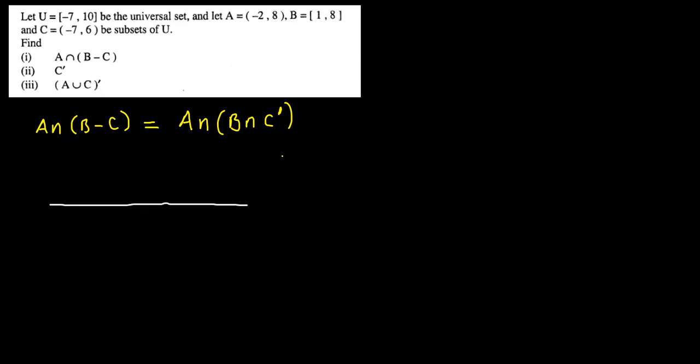And you should always start with what has got a complement if you want to answer sets easily. What has got a complement is C. So we're going to go to the set C. The set C is from negative 7 to 6. Let's say negative 7 is here, and then we can say 6 is here.